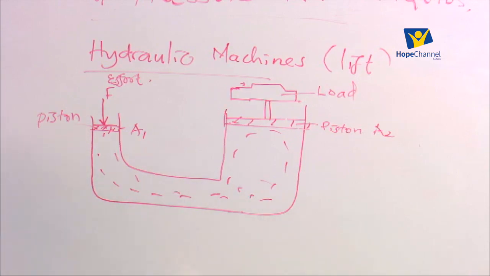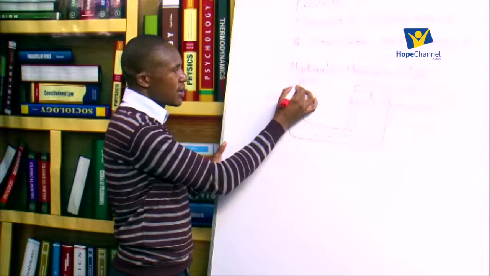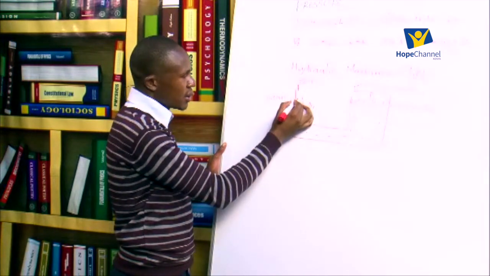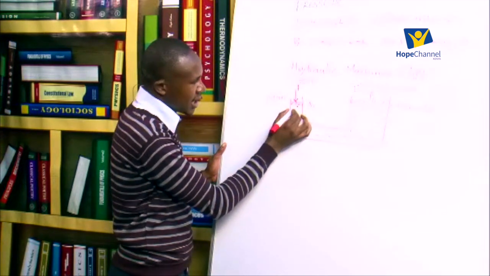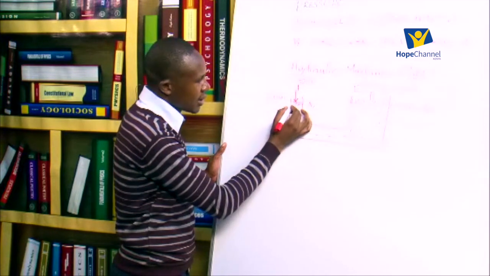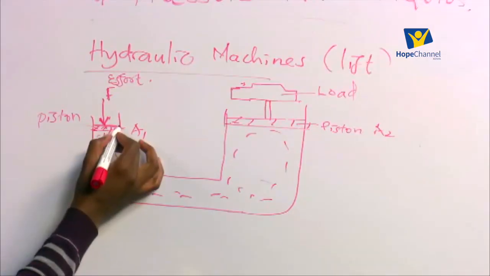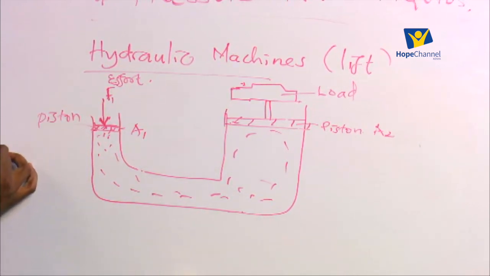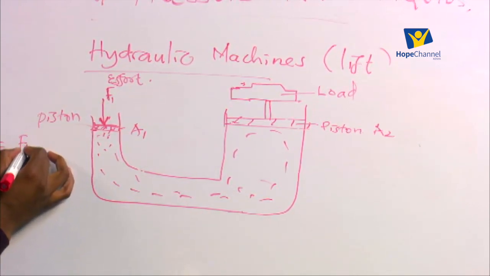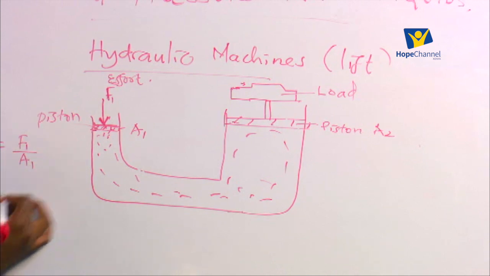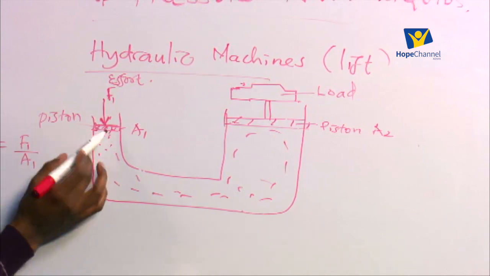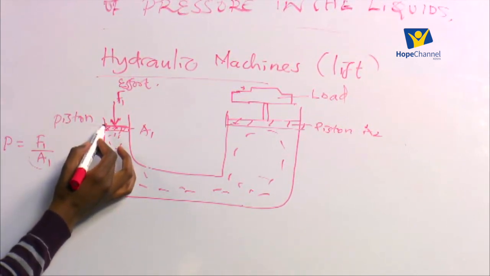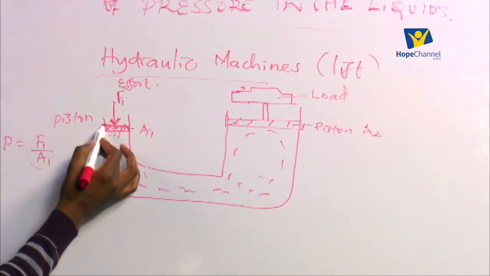So what happens here is this: when we exert a force on one arm, say the left arm, on the piston, there will be a pressure generated here. Because this force is acting on a given area, A1, the pressure generated will be equal to that force F1 divided by the area A1. Here we are using the force and the area because the force exerted is going to act on this given area 1.